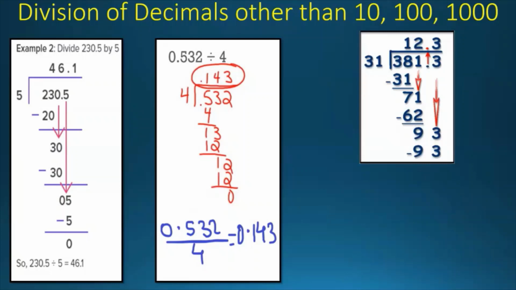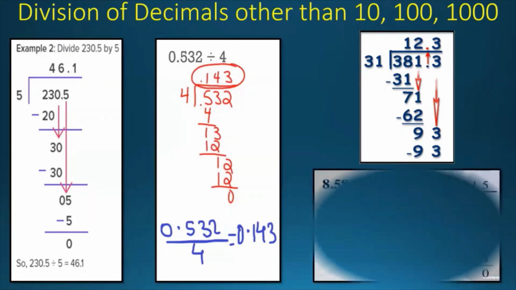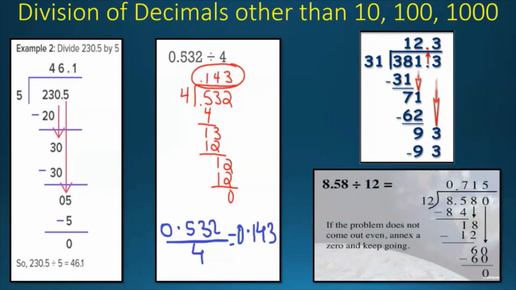Now we have 381.3 divided by 31, and we will get 12.3 as the answer. Over here we have 8.58 divided by 12. We will get the answer as 0.715, as we cannot divide 8 by 12. So we will take 85 and then put 0 point and then take 85, and then we'll divide more.